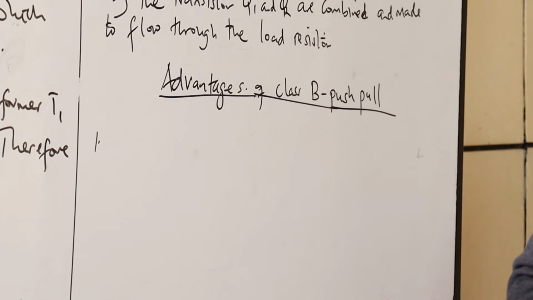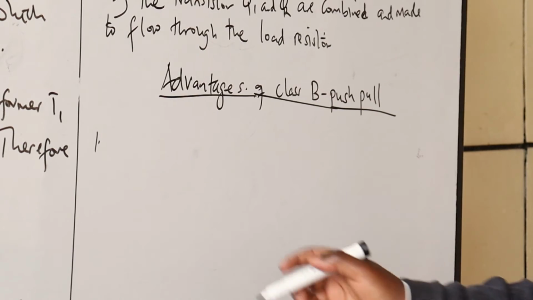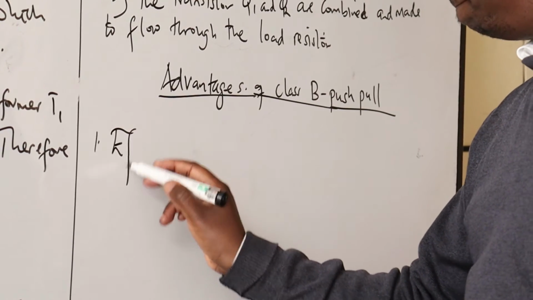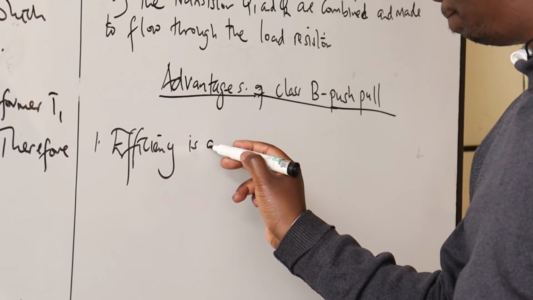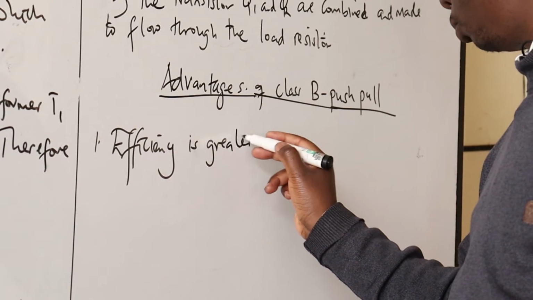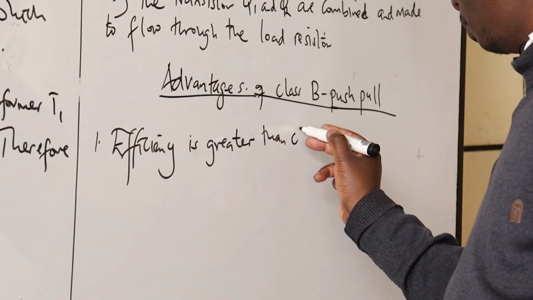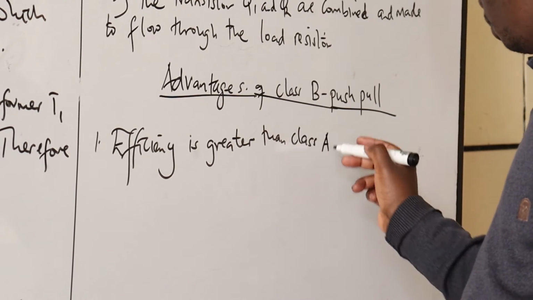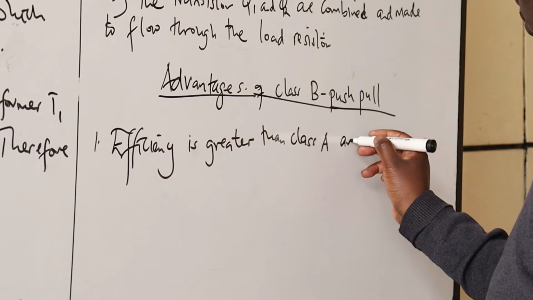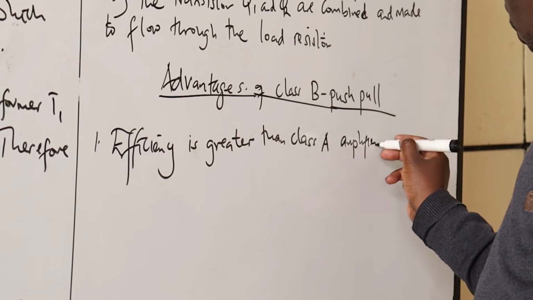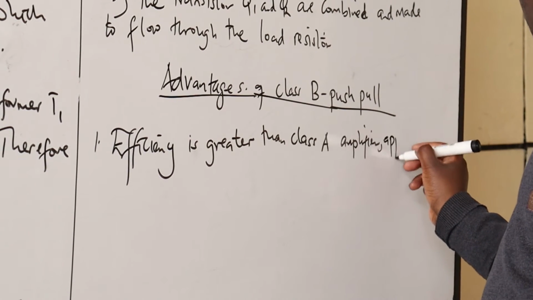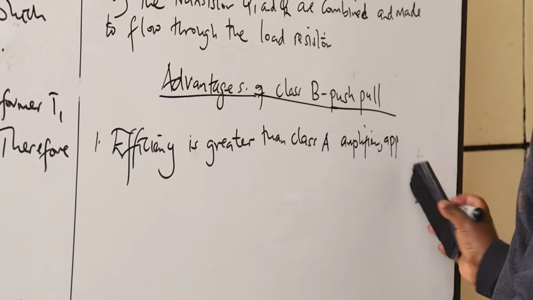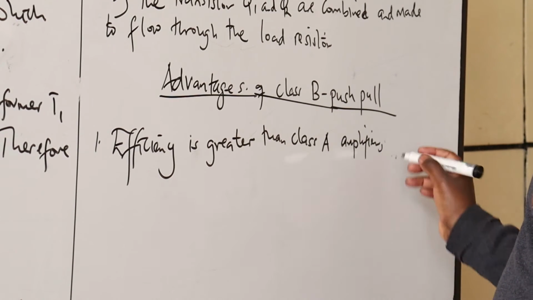Number one, efficiency is greater than class A, about 78.5%.